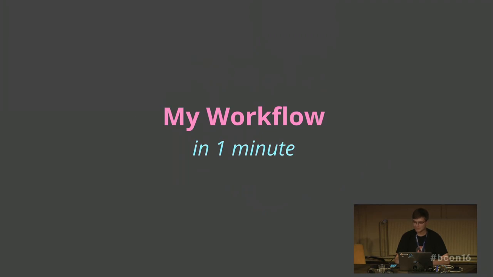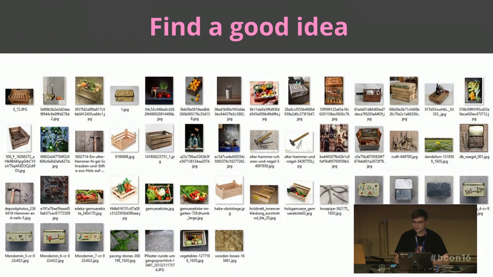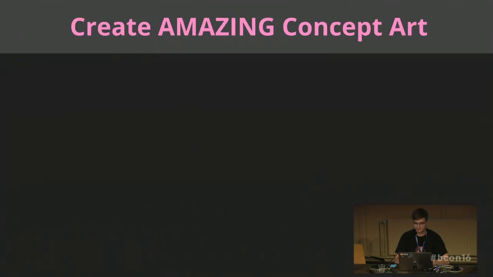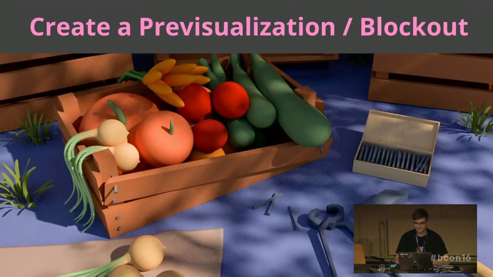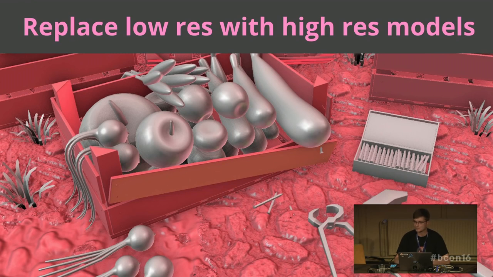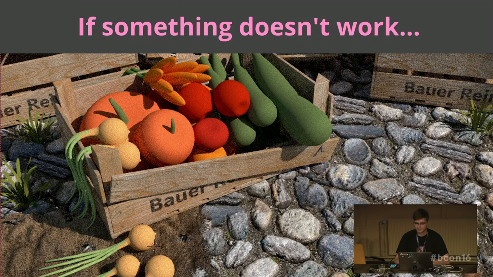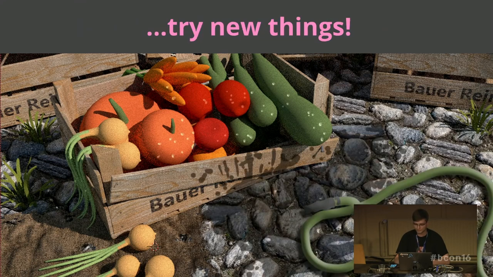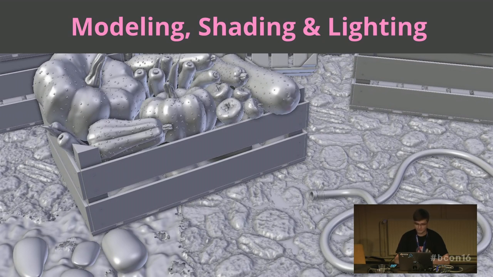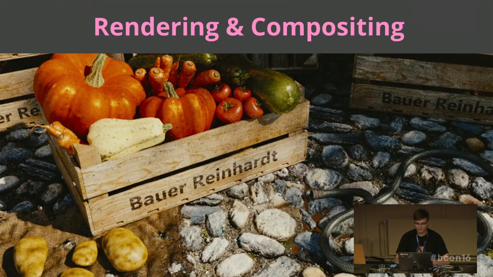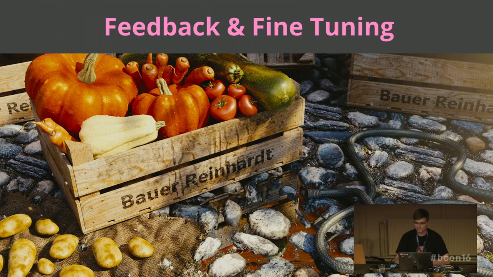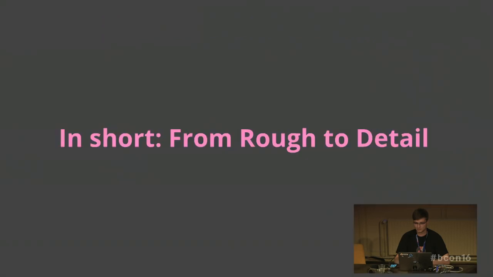Okay, my workflow in about one minute. First of all, I find a good idea. Then I create an amazing concept art and create a pre-visualization, a hard word, also known as block out. So I block out my scene with very simple shapes and colors. Then, step by step, I replace all these objects with high-resolution objects. Sometimes some things do not work, you realize a little bit later. Then try out new things, like here, a little overpainting in Photoshop. Then do the modeling, shading, lighting, eventually rigging and animation. Do the rendering and compositing. And then ask for feedback and fine-tune your image. So, really quick, all in all, from rough to detail, this is the overall workflow.